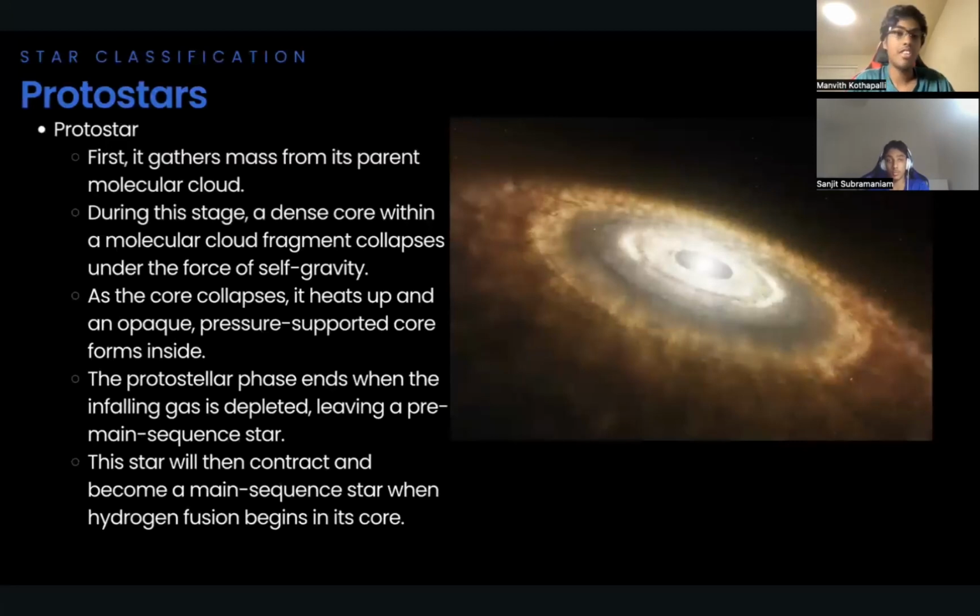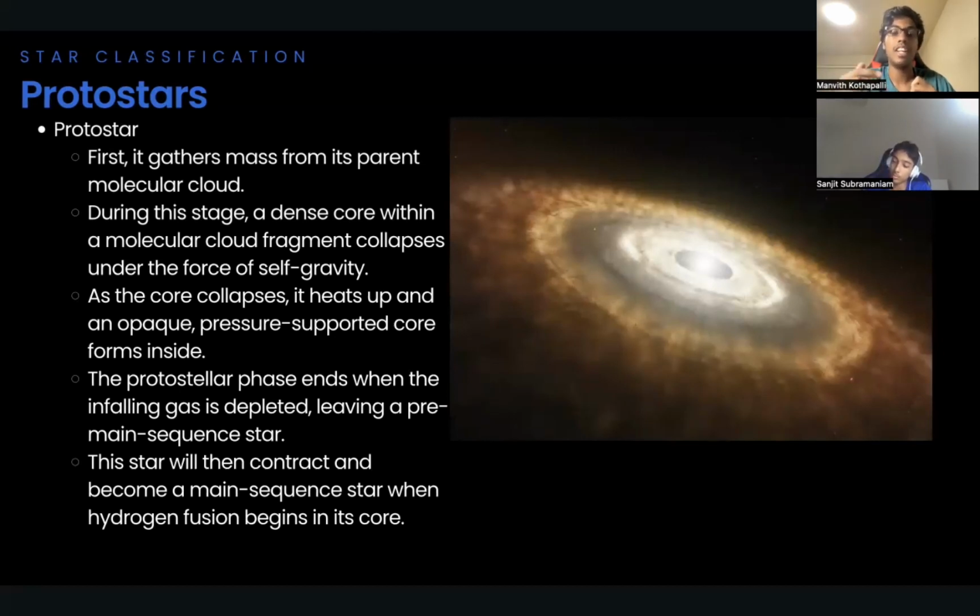So let's talk about the first stage, protostars. A protostar is a very young star that is still in the process of forming. It is in the earliest stage of stellar evolution, gathering mass from a parent molecular cloud. This stage can last about 500,000 years for a low mass star like our sun. During this stage, a dense core within a molecular cloud fragment collapses under the force of self-gravity.